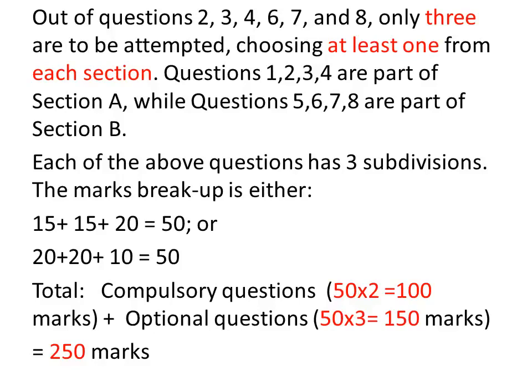Now question 2, again, these are not long questions like in WBCS. There are subdivisions, and this is the marks breakup for you, either 15 plus 15 plus 20 or 20 plus 20 plus 10. But ultimately it's going to be 50 for each question. So you have the total there, 50 into 4, 200 marks, that's the compulsory questions, and 50 into 3, 150 marks, those are the 3 optional questions, and that gives you the total of 250 marks.